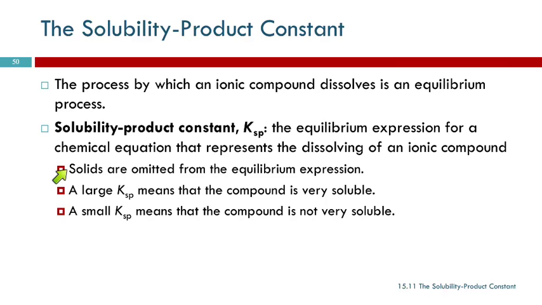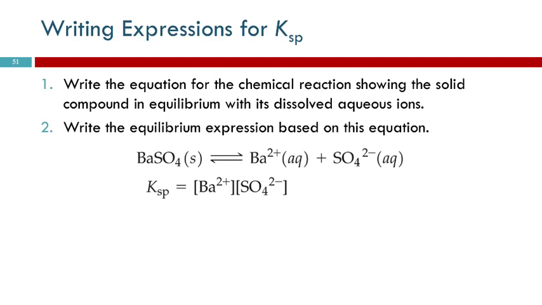Again, reminder, we leave solids out of the equations, and a large KSP would mean that the compound's very soluble, you get a lot of ions, and a small KSP means it's not very soluble. We learn those solubility rules, and we say, well, these things are soluble, these things are not soluble. Actually, there's not a real distinct line. It's not an either-or thing. There's a continuum, like so many things. And so the KSP tells us, is this really soluble? Is it a little bit soluble?